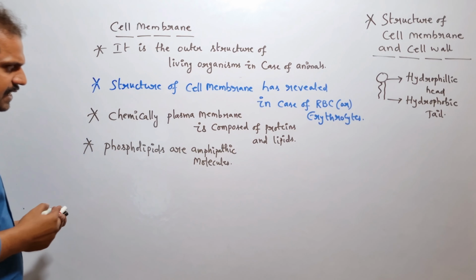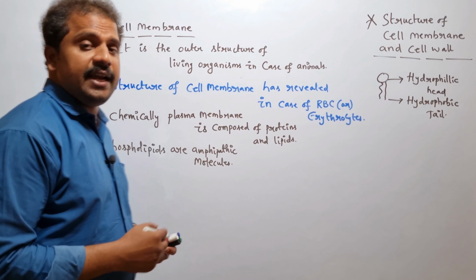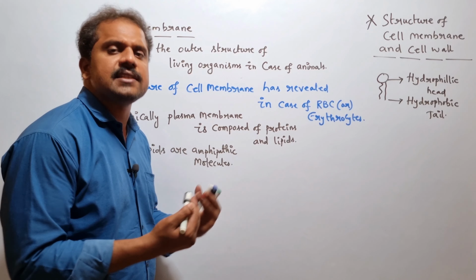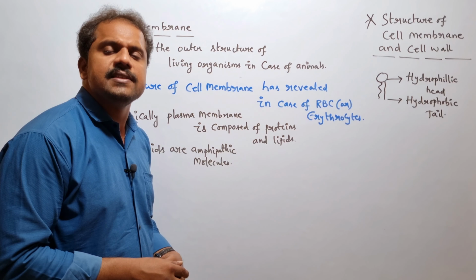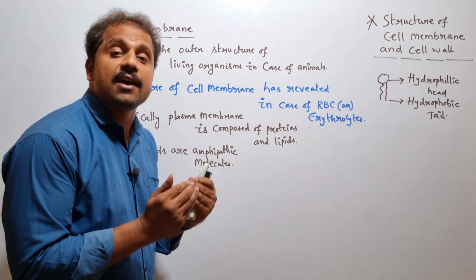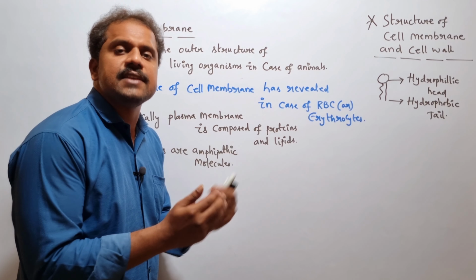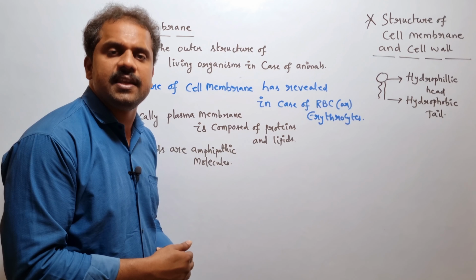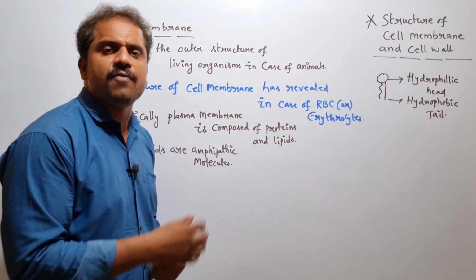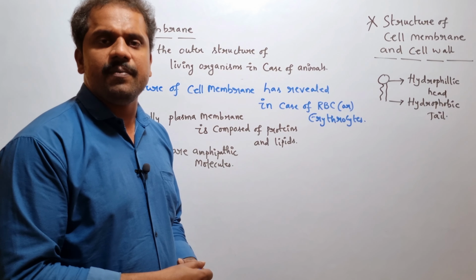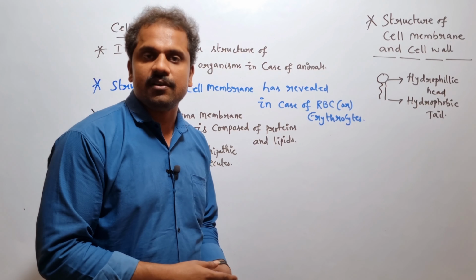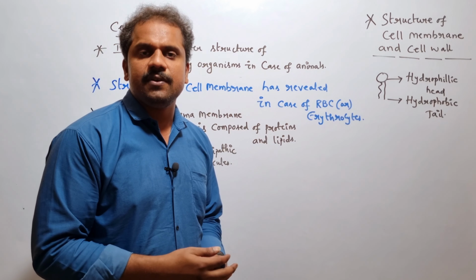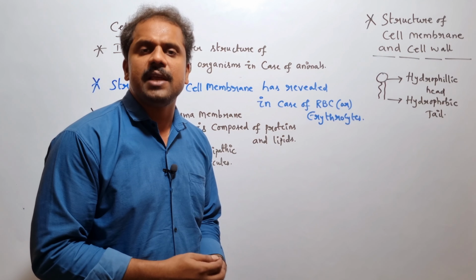So the concentration of proteins as well as lipids varies in different cell membranes. Nearly all cell membranes contain proteins as well as lipids, and the concentration of proteins and lipids varies in the various cell membranes of various living organisms. And in addition to the phospholipids, the cell membrane also contains cholesterol. Even in certain cell membranes, cholesterol is also observed in association with the cell membrane or plasma membrane.